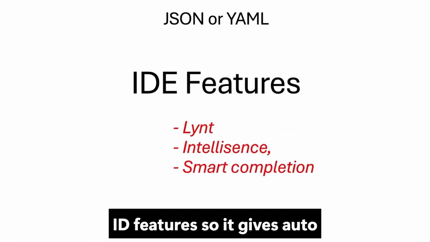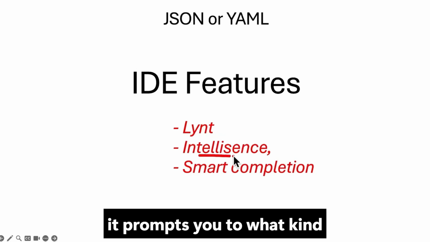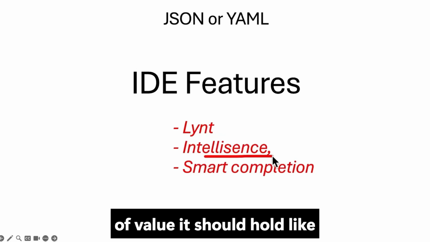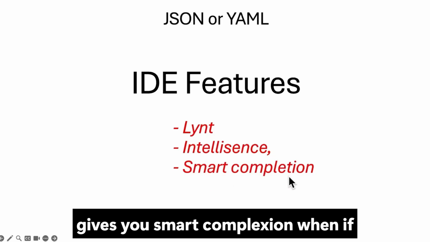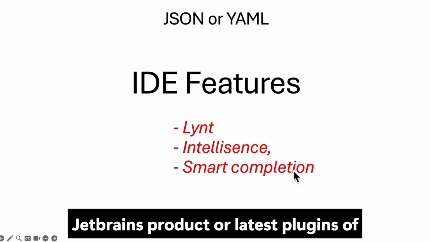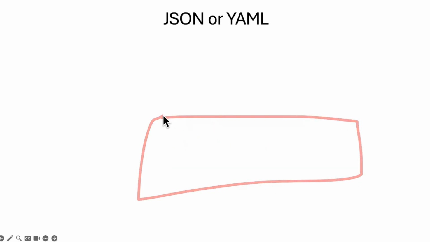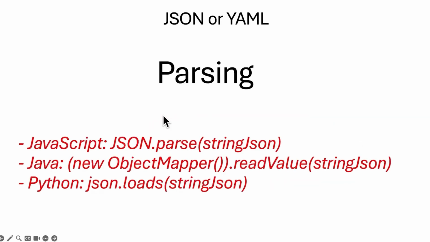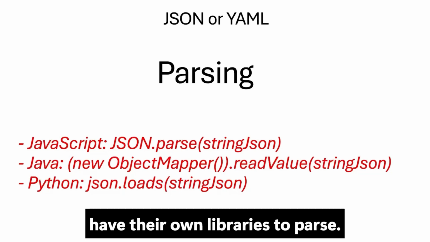IDE features. It gives auto completion, and it also prompts you on what kind of value it should hold, like the error we saw, and it also gives you smart completion if you use the latest versions of JetBrains products or the latest plugins of VS Code. All these features you get out of the box in the IDEs. Parsing: all the languages have their own libraries to parse.